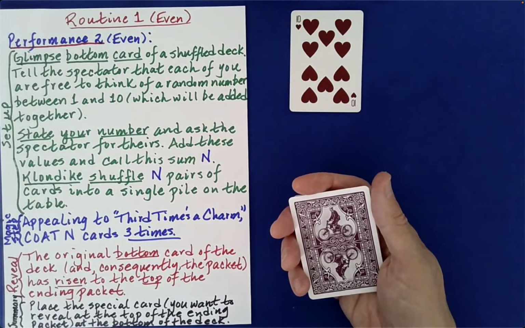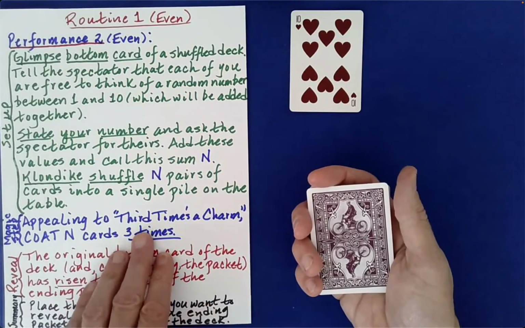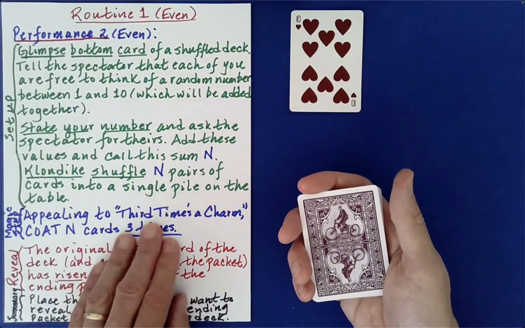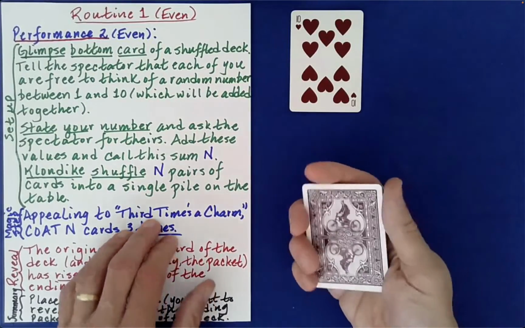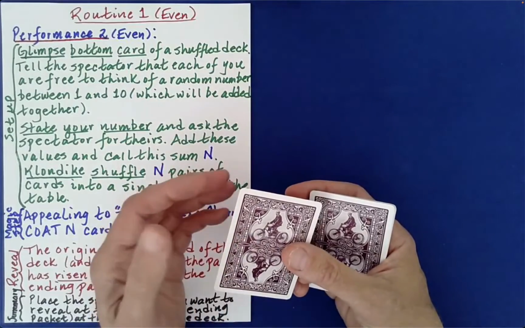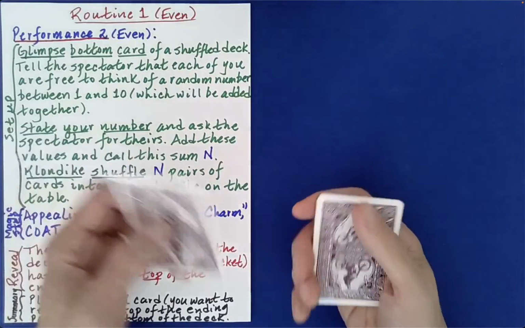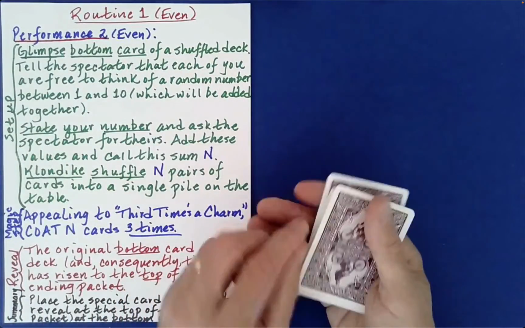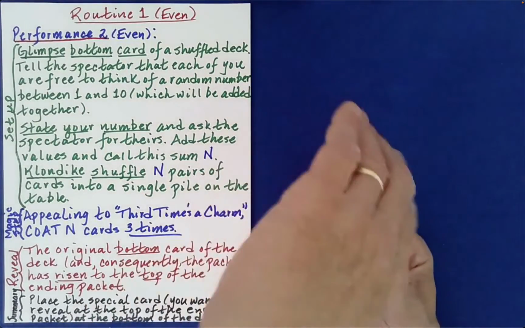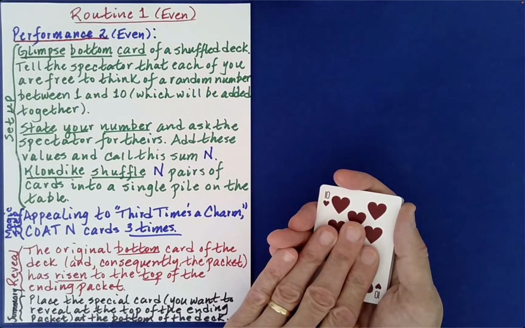You can say, okay, we're going to test the validity of this claim that third time's a charm. Surprising things happen if you repeat them 3 times. So what I need you to do is choose any number between, let's say, 12 and 24. So that's half the number of cards here, all the way up to the total number of cards. Any number at all between 12 and 24. So what we're doing is we're going back in time now. We've Klondike shuffled 12 pairs of cards to the table.